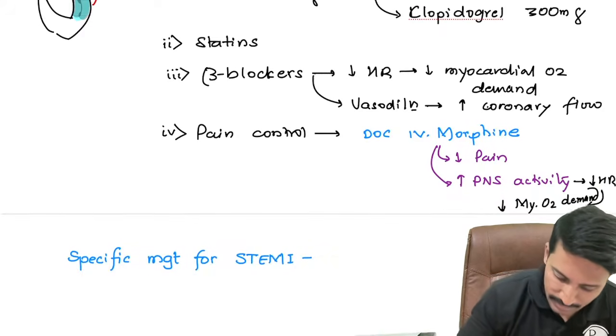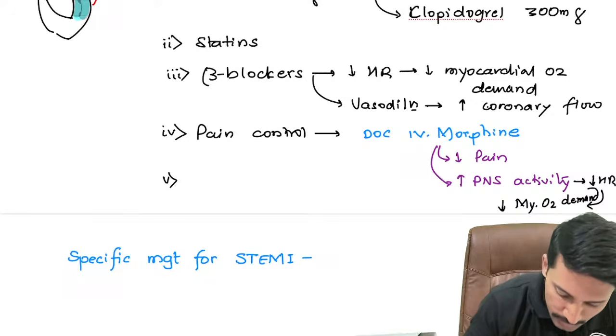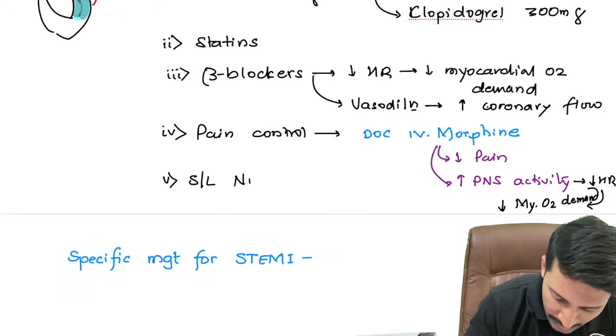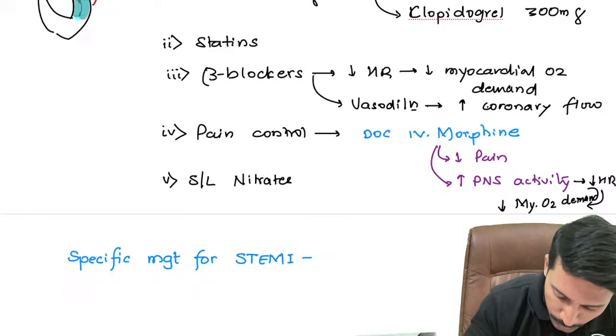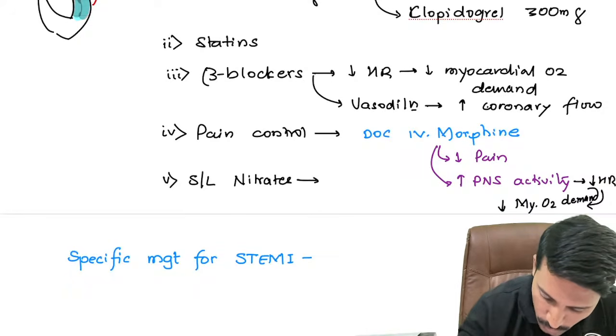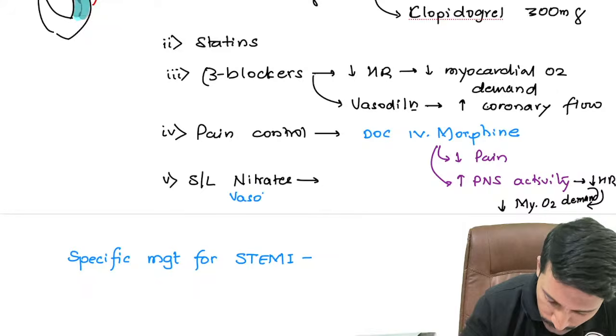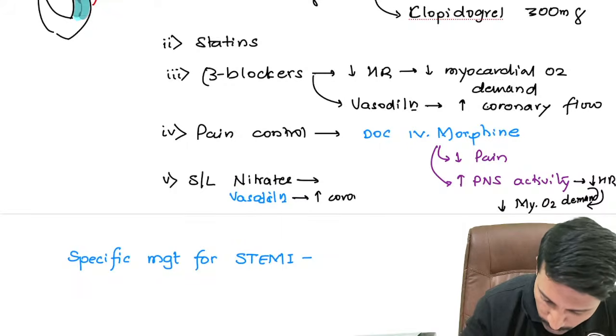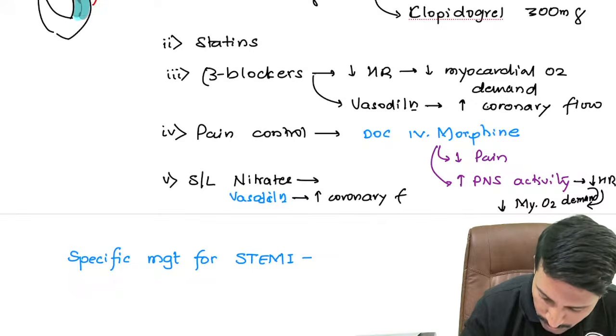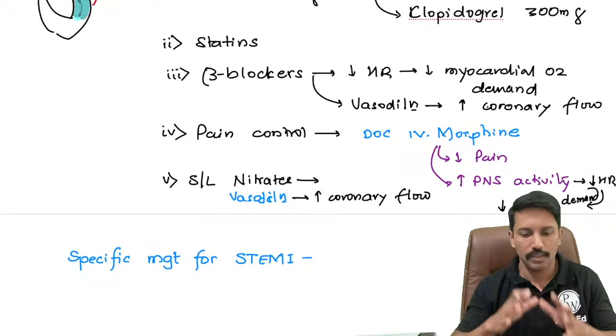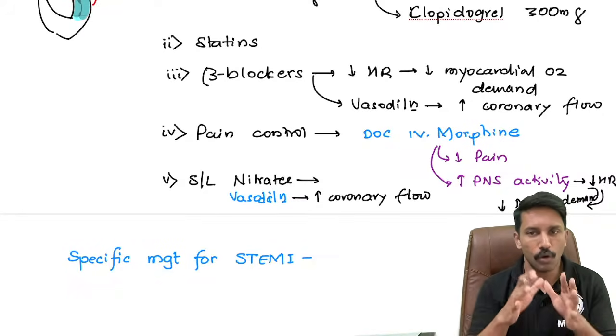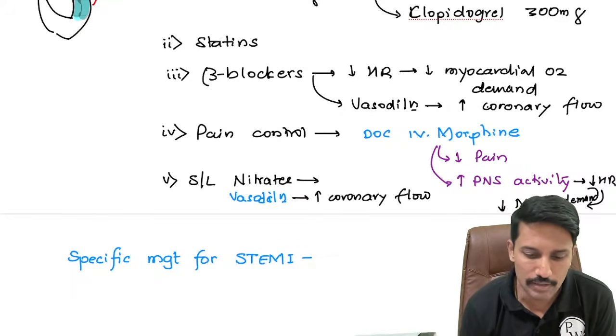Okay, what else I can give? The fifth thing that I would end up giving is sublingual nitrates. How nitrates are going to help me? Nitrates cause vasodilatation. By causing vasodilatation, they can increase coronary blood flow. So these are the steps that are generally taken for all the patients of acute coronary syndrome.